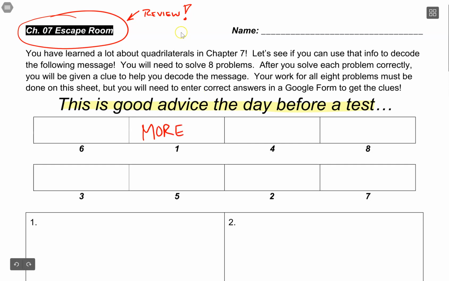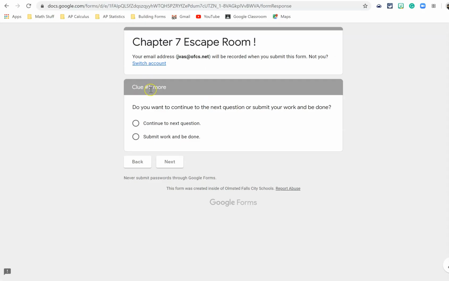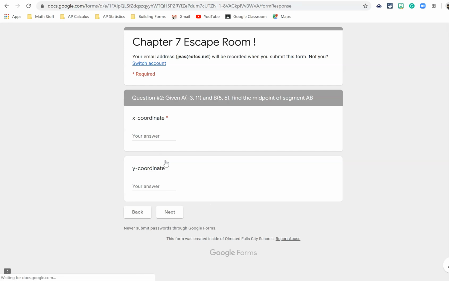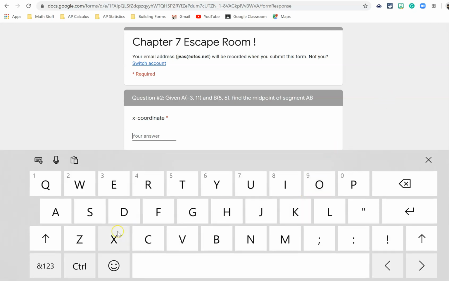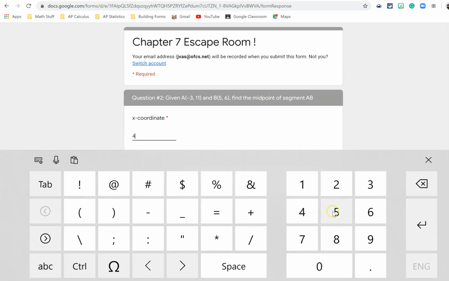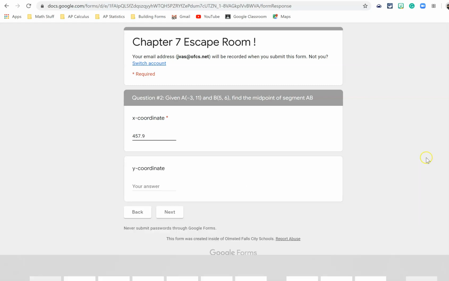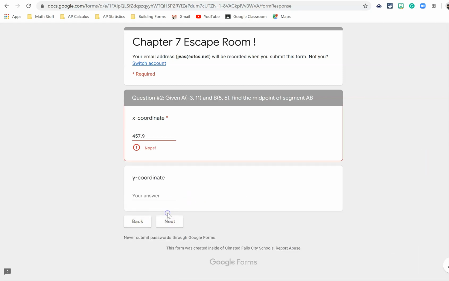Okay, so I'm not going to do the second question for you. I'm just going to show you what to do to get to it. You're going to continue the next question. Hit next. This is another question where you have to enter some coordinates. Let's say you end up getting it wrong. Let's say you enter something strange like 457.9, and then you hit enter. Oh, it says no. It tells you you're wrong. It will not let you go to the next question until you get that one right.